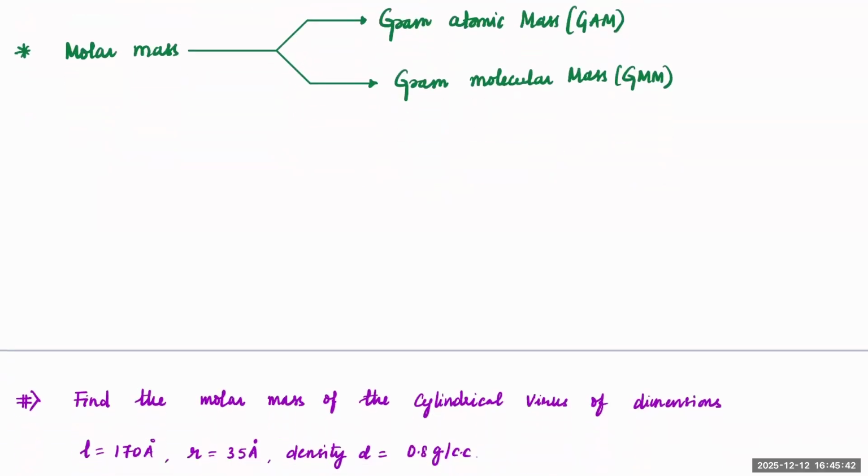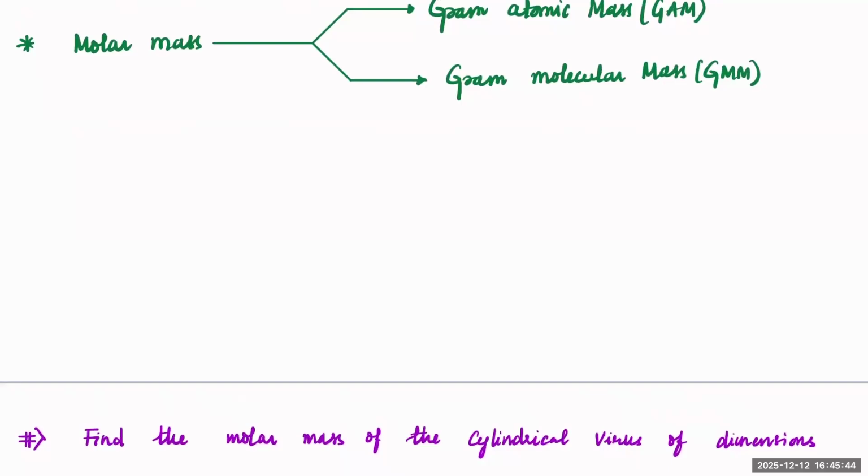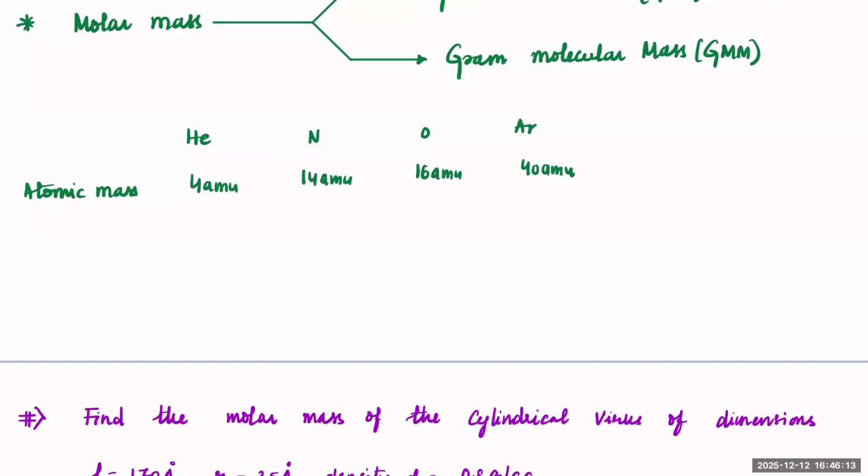If I put it like a simple table here, beta, now let's see. Suppose I add something like He, helium, nitrogen, oxygen, argon. For this case, if I ask you first what is atomic mass, then you will write it as 4 AMU. Here it is 14 AMU. Here it is 16 AMU. Here it is 40 AMU. These are the atomic masses.